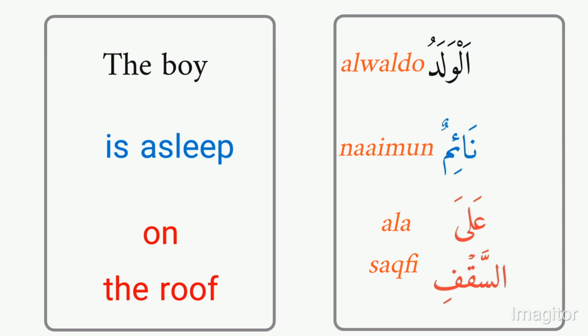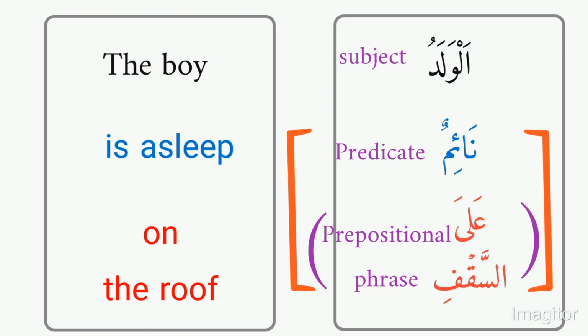الولد نائم على السقف. Meaning, the boy is asleep on the roof. Here the subject is الولد while the predicate is نائم, while the prepositional phrase على السقف is the part of the predicate. In other words, the predicate consists of an adjective and a prepositional phrase.